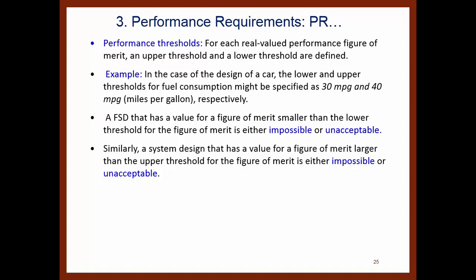A functional system design that has a value for a figure of merit smaller than the lower threshold for the figure of merit is either impossible or unacceptable. So it would not move forward. Similarly, a system design that has a value for a figure of merit larger than the upper threshold for the figure of merit is either impossible or unacceptable, meaning that you don't want to go that far.